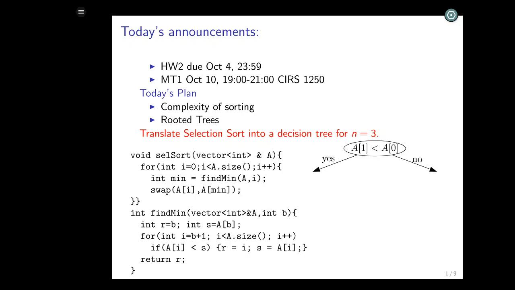Oh, by the way, the root node I did for you. That's the first comparison in selection sort. Oh, and another thing, it's only for inputs of size 3.